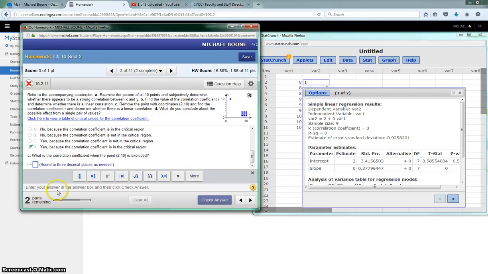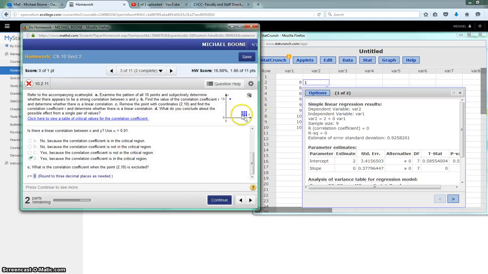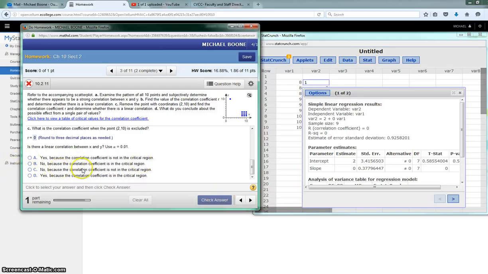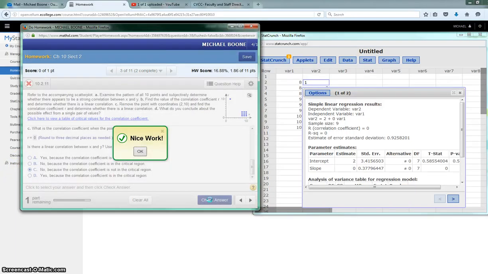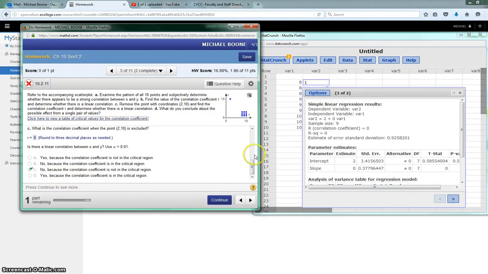And that means that there is no correlation. This is a block of data, and I can put a line anywhere, but there's no relationship between the x values and the y values. So no, because the correlation coefficient is not in the critical region. Again, if we go back to 10 or 9 data points, it is not above 0.666 or 0.798. It's 0. So since it's not in that region, we would say no.